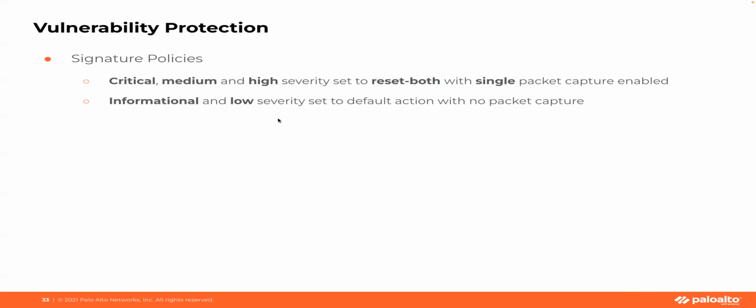Informational and low should be kept to default because that typically only logs some of them. And that's very useful because a lot of informational signatures are really what the severity says: informational. They don't actually represent threats. They might represent normal events, which you probably don't want to even know about or flood the logs with unless there's a specific use case.